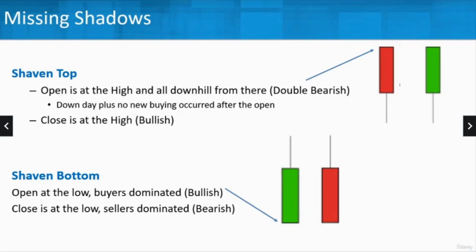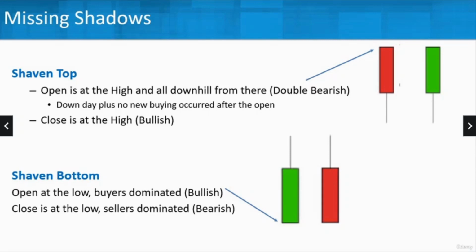So in the red one, we know it opened at the top of the rectangle, top of the candle, and then went way down as far as that long wick at the bottom. But there's nothing really at the top. That's a shaven top in a downtrend. And you think about it, it's kind of a double bearish, right? Double bad for prices. Not only is the day down, but there's no buying really occurring even after the open. Everybody was kind of selling and kept driving the price down.